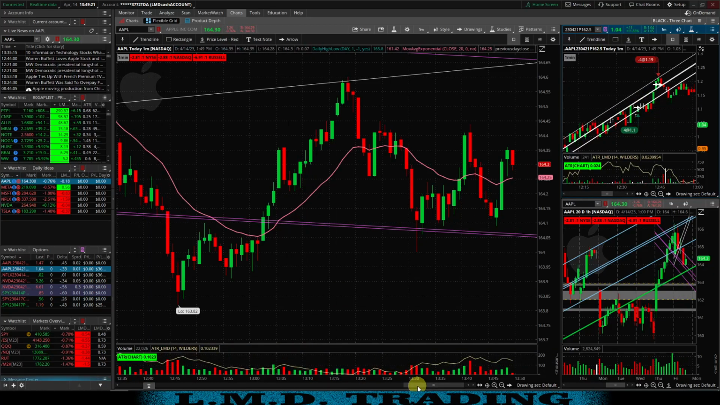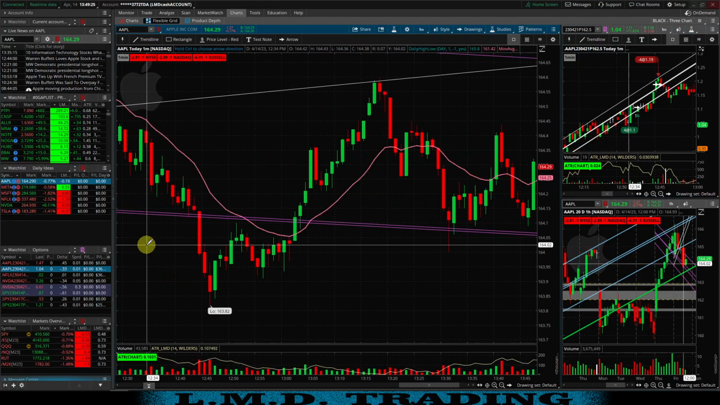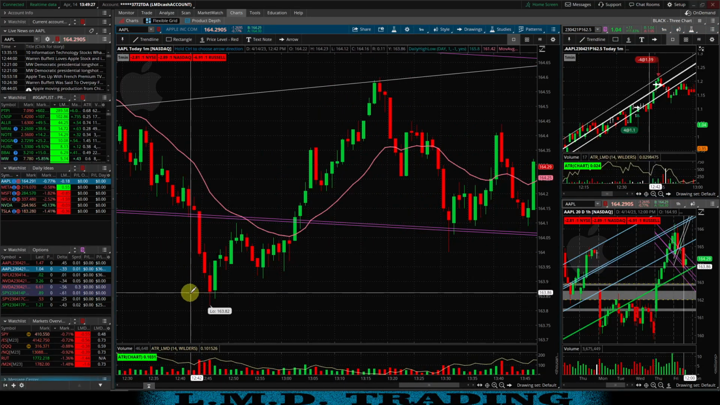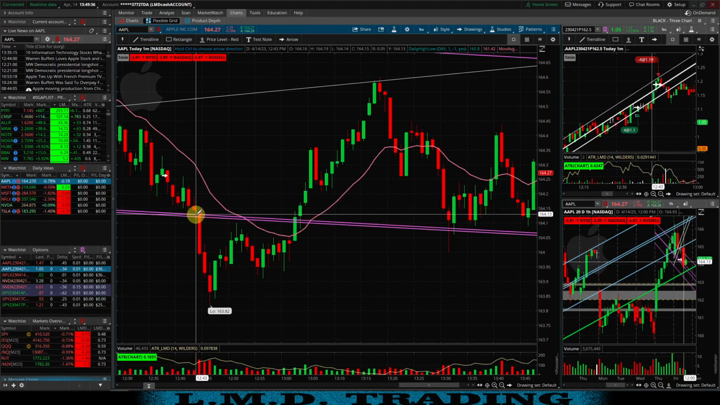I wasn't even looking at the stock chart when I took this trade. Let's look and just see how the stock chart was looking. So I was getting in off of this candle right here, and I got out.